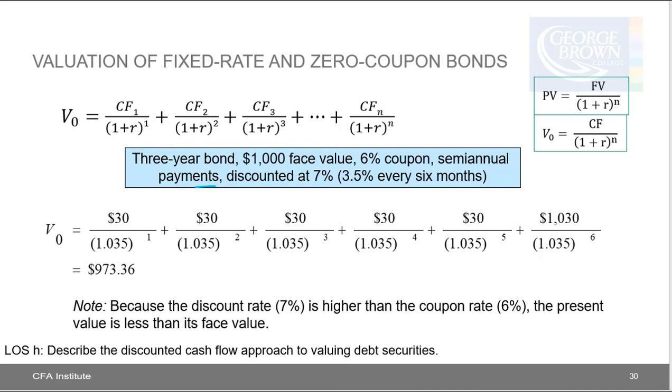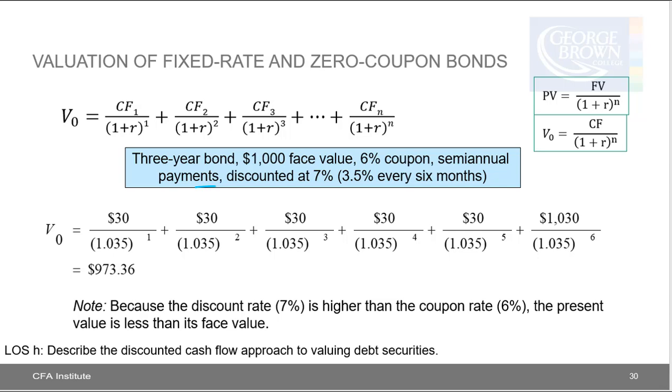Okay, I'm not going to spend a lot of time on this slide, but this is from the previous chapter, Chapter 9 on fixed income securities. If you haven't seen the video, go back and look at it. You can see this was the valuation of a fixed rate bond, and this was a 3-year bond, $1,000 face value, 6% coupon, semi-annual payments, discounted at 7%. And so you can see that's 3.5% every 6 months because it's a semi-annual payment.